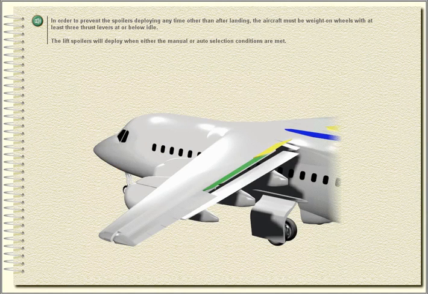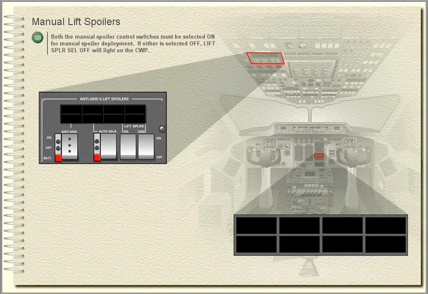In order to prevent the spoilers deploying any time other than after landing, the aircraft must be weight on wheels with at least 3 thrust levers at or below idle. The lift spoilers will deploy when either the manual or auto selection conditions are met.